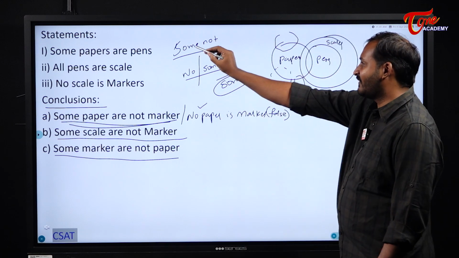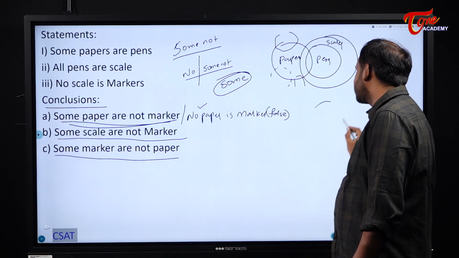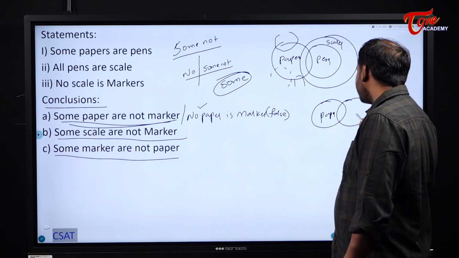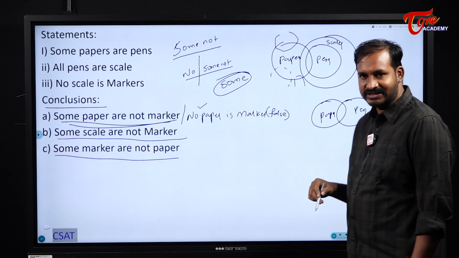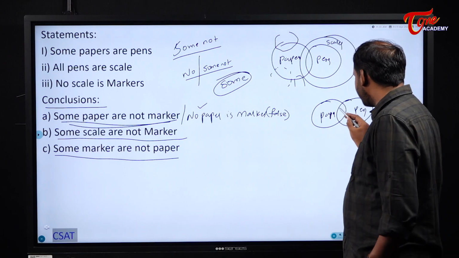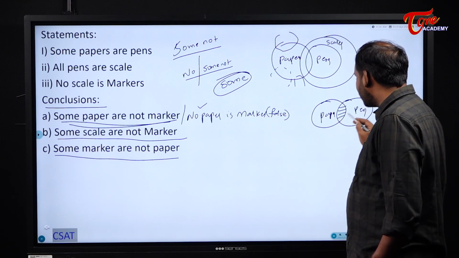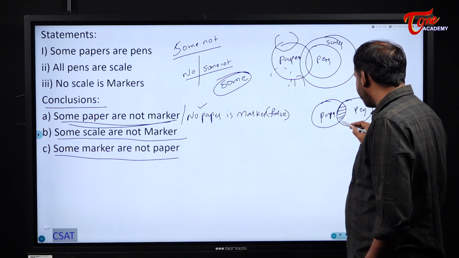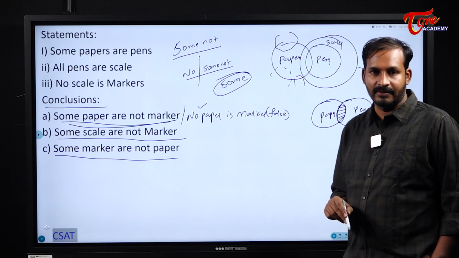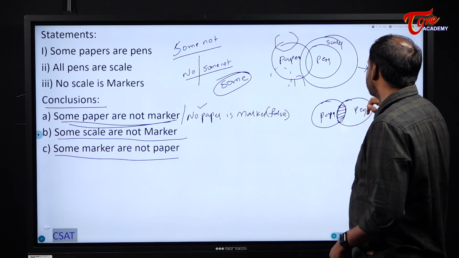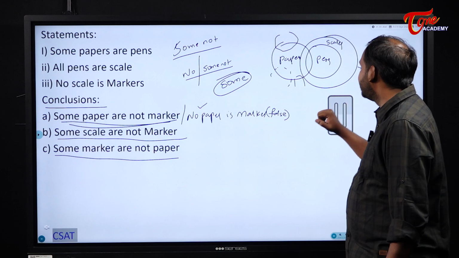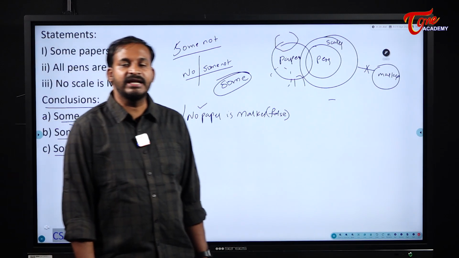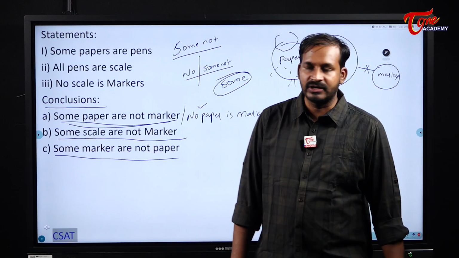See students, the first statement, some paper are pens, means what? What is the some portion of paper? From the first statement, this is the some portion, right? Because of that reason only you have intersected those things. Some paper means this is the some paper. So in case of some not, always we should draw our alternate diagram at the intersection portion only, the intersection portion of that element.